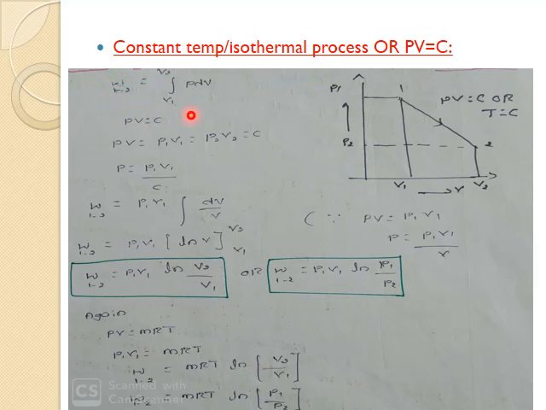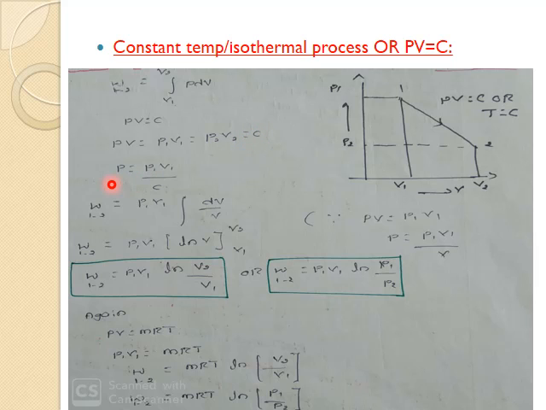We know the basic formula for work done in any thermodynamic process, or PdV work done in any thermodynamic process, is W1-2 equal to the integration of P into dV under the limits V1 and V2. We know the condition for an isothermal process is PV equal to constant. This PV equal to C can be rewritten like this: P into V equal to P1 into V1, which is equal to P2 into V2, which is equal to constant.